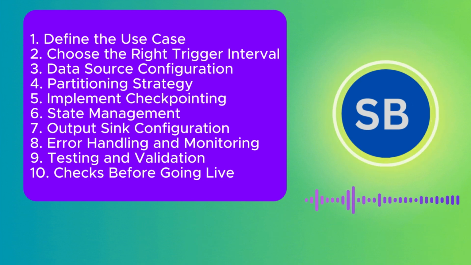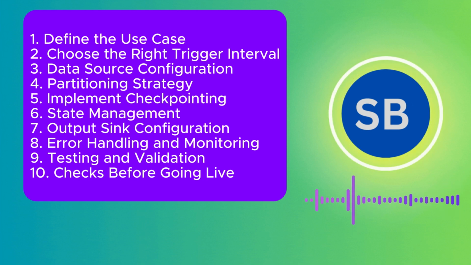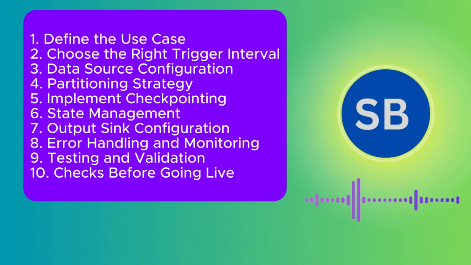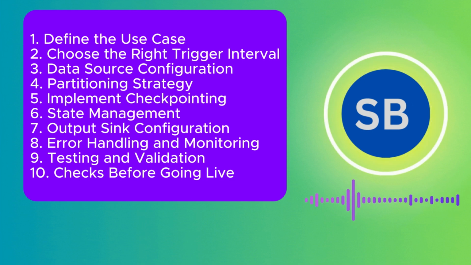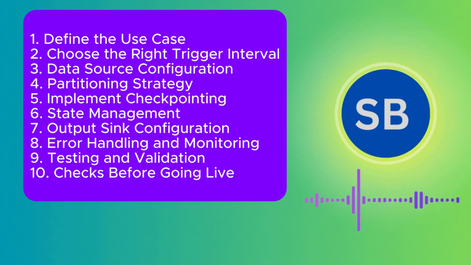We need to understand the data source configuration, like what each micro batch needs to process, how many records or how much data, and optimize the input rate. We need to identify the partition strategies, and implement checkpointing and state management also. We should also take care of output sink configurations, like how we are writing data to the target. We need to handle error handling and monitoring, and do end-to-end testing and stability testing just to check.